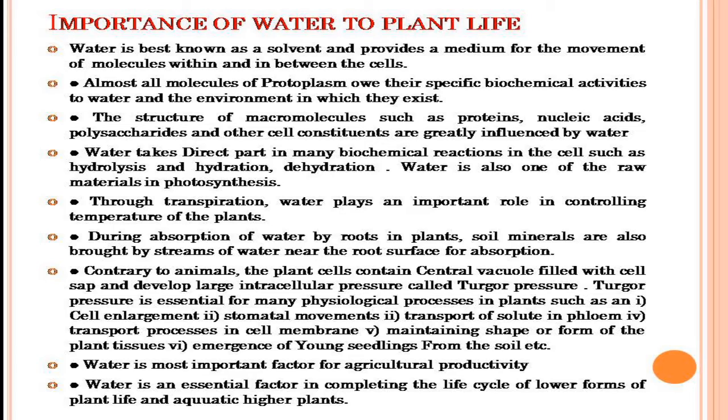Turgor pressure is essential for many physiological processes in plants such as cell enlargement, stomatal movement, transport of solute in phloem, transport processes in cell membrane, maintaining shape or form of the plant tissues, emergence of young seedlings from the soil, etc. Water is the most important factor for agricultural productivity.